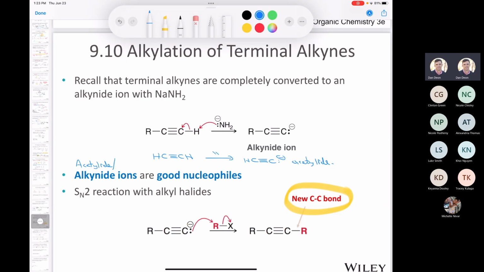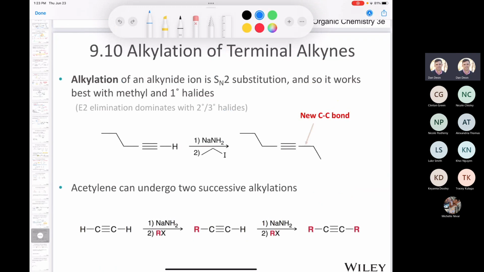So what does that mean? If they're good nucleophiles, if we react them with a methyl or a primary alkyl halide, we can do an SN2 like this, nucleophilic attack, followed by loss of leaving group, and we make a new carbon-carbon bond. Wow. Okay, so that helps us make bigger molecules.